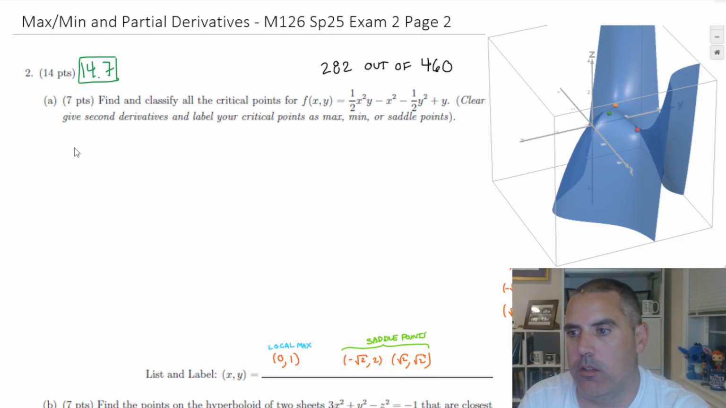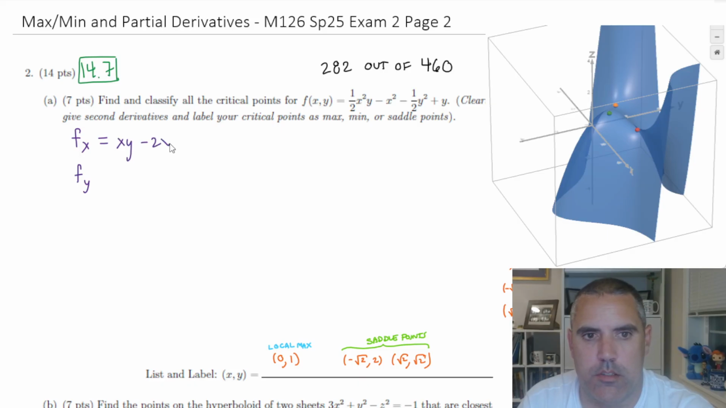this page, you immediately knew you needed to find the critical points, which meant you had to do the partial derivatives. So you had xy minus 2x, and you had 1/2 x squared minus y plus 1. And you were trying to find when those were both equal to 0.